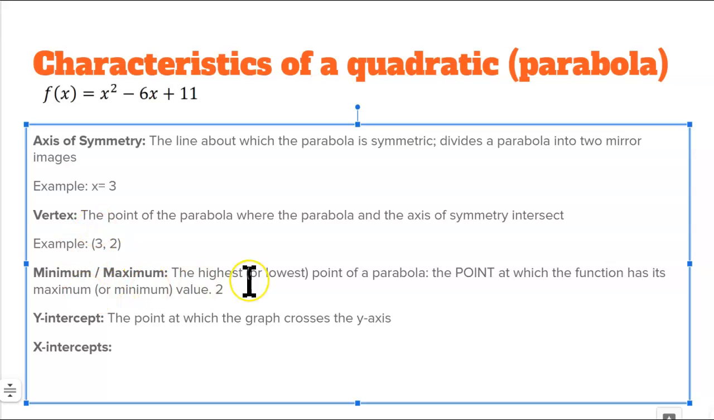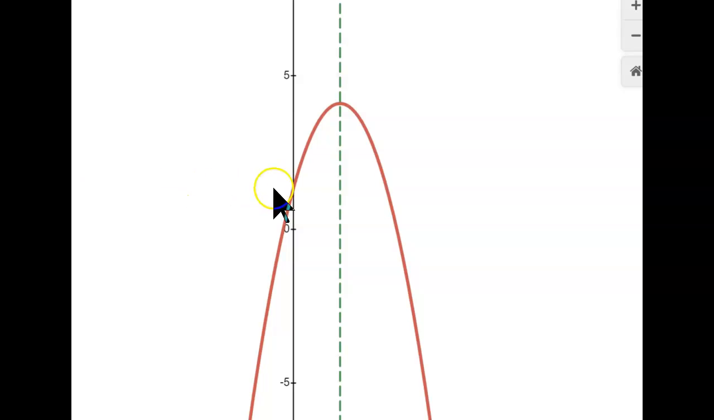The y-intercepts, there'll only be one. It's the point at which the graph crosses the y-axis. So again, the definition of the y-intercept is where the graph, the red part, crosses the y-axis. The dark one right here is the y-axis, so we care about where they cross. It looks like it's right there. That is the y-intercept.